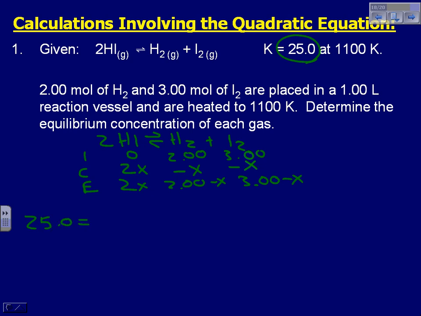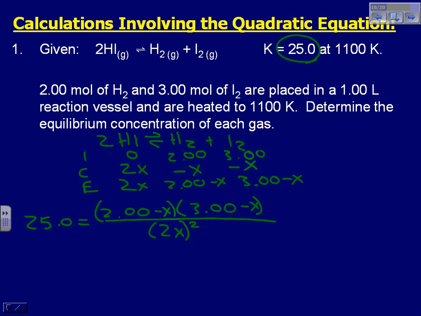25 equals 2.00 minus x, 3.00 minus x, and then that's over all of the 2x squared. Now, we actually encountered this equation before, and if the concentrations were the same, we would have a nice perfect square, because I'd have 2 of the same terms up top, and it would be great. I could square it, we would take the square root, and away we would go. But as soon as those concentrations are different, they become different terms.